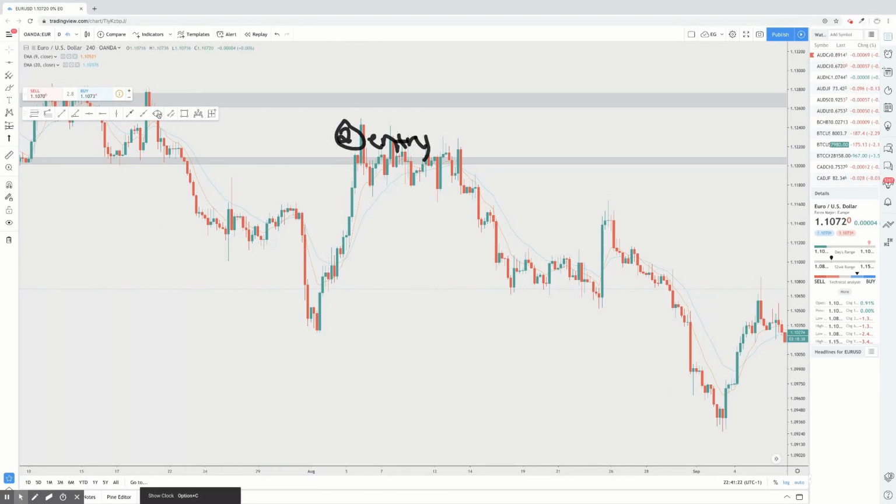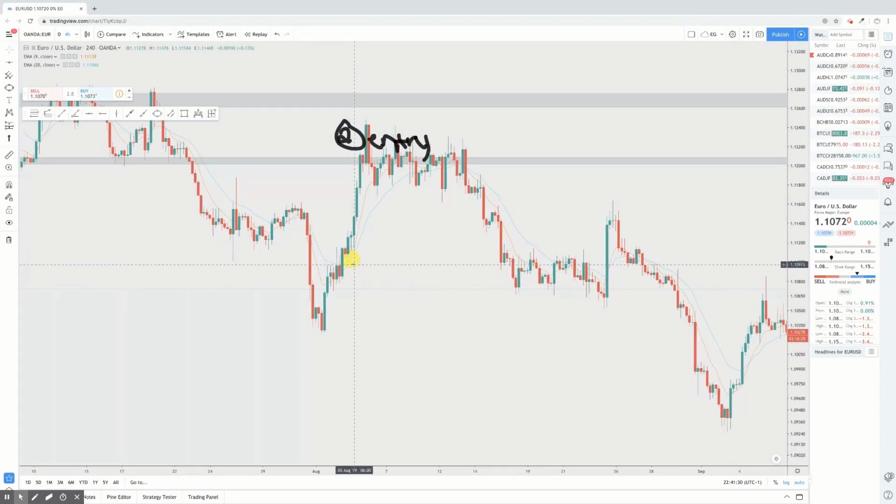Here's another example here, you guys. Okay, so let's just look at this one. All right, so the two lines are crossing here. What I would do is, had I already marked this as an entry point, okay, so I drew in my zones because I trade zone to zone. So I drew in a zone here.